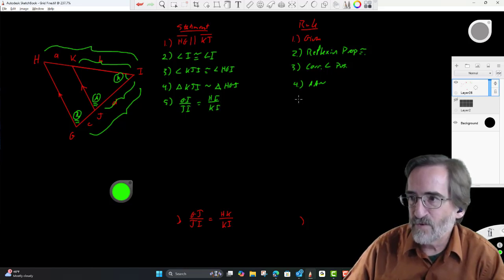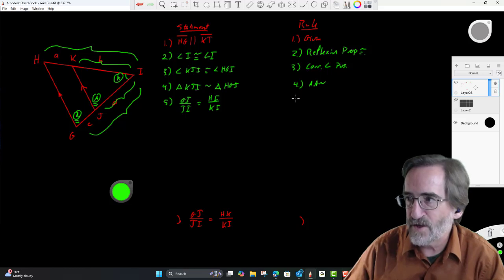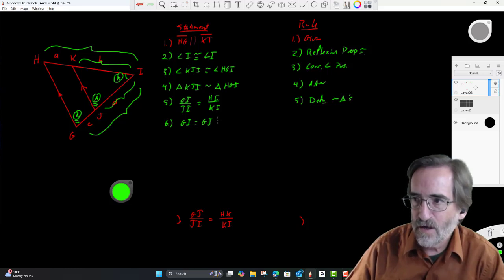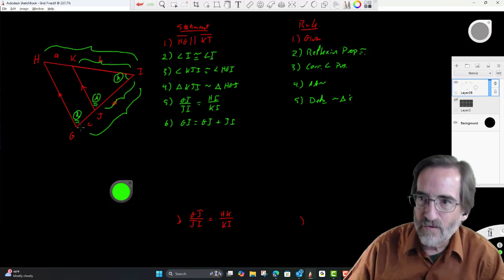And that's because similar triangles have proportional sides, or I will cite the definition of similar triangles. Okay. What's more, step 6, GI can be written as GJ plus JI. The big segment is the sum of its small parts.